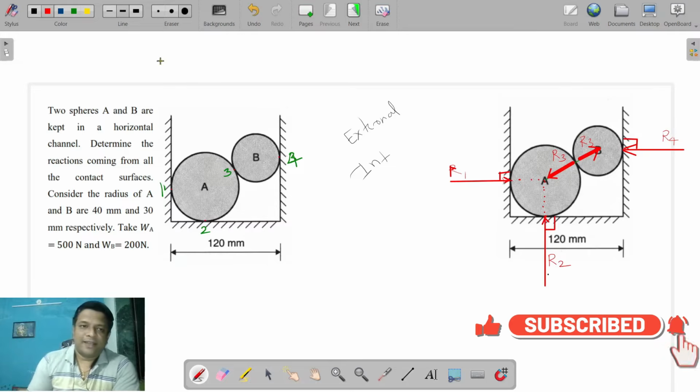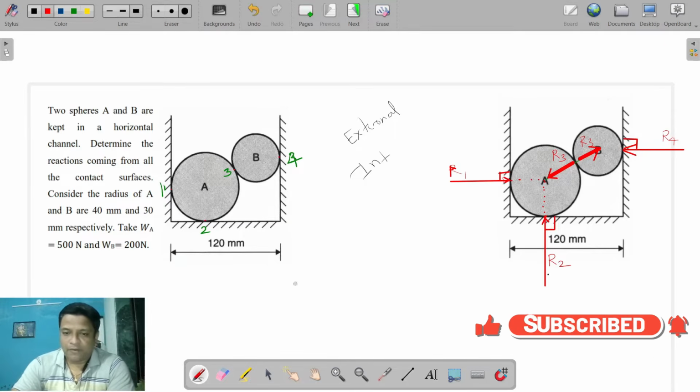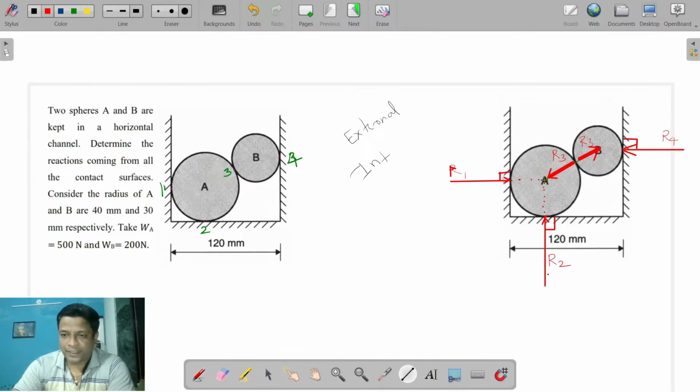One more thing remaining is the weight force. How do we show the weight force? It always acts from the center of the sphere, in the downward direction. So this is the weight force, acting vertically downward. What are the values of weight force given? Here the weight force at A is 500 Newton, and the value of the weight force here is 200 Newton.